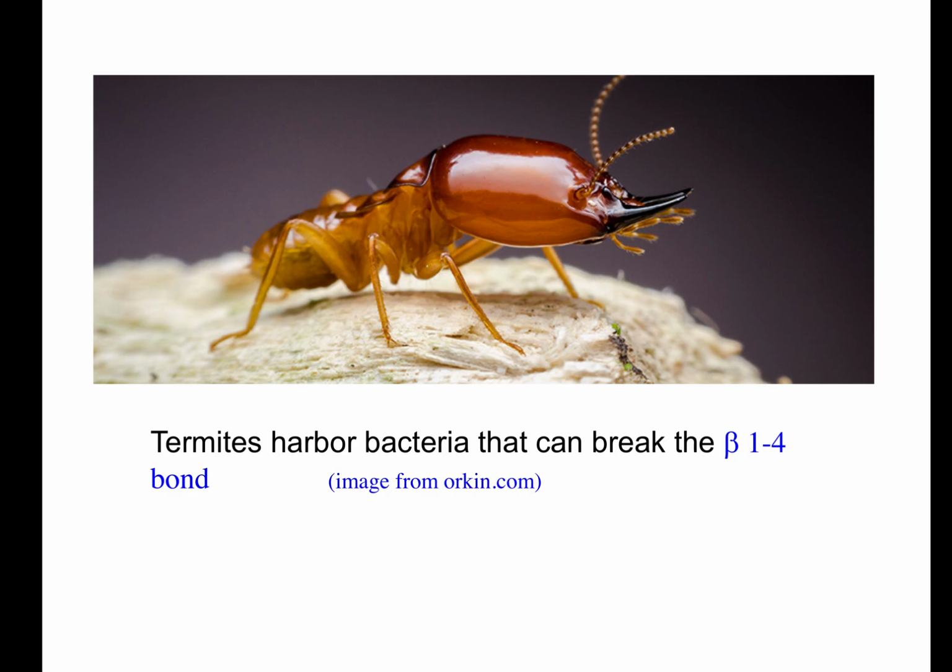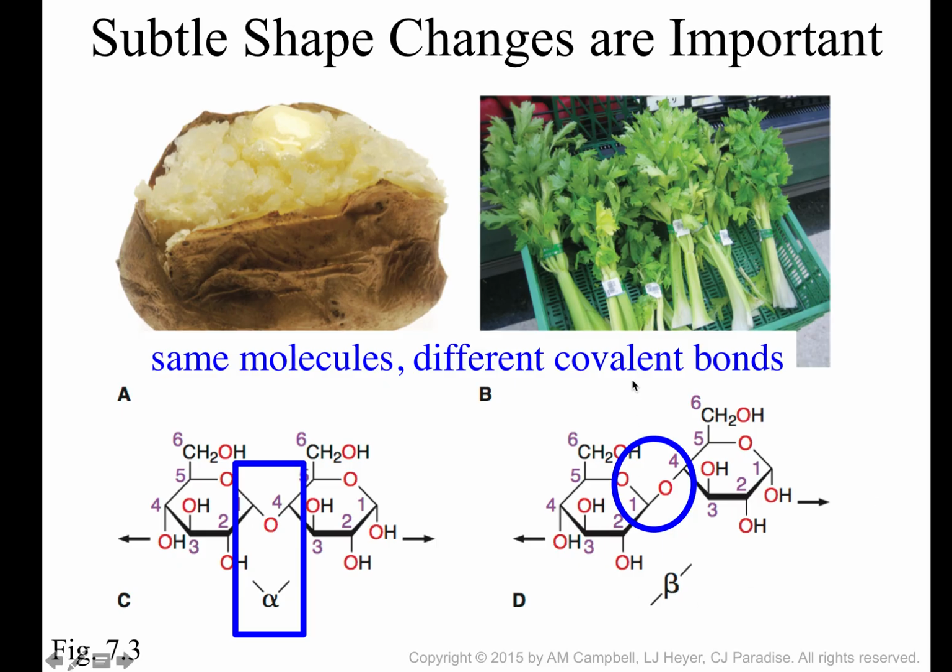Termites can break the beta 1,4 bond, and it's actually not the termite that breaks that bond. It's bacteria that live in the gut of the termite that break that bond. They harbor those bacteria in their gut so that they can chew up the wood. The bacteria break this bond, and then the termite gets access to these sugars. We don't harbor those bacteria in our gut, and so anything with this kind of bond, we can't get at those glucose molecules. But if it has this kind of bond, we can.